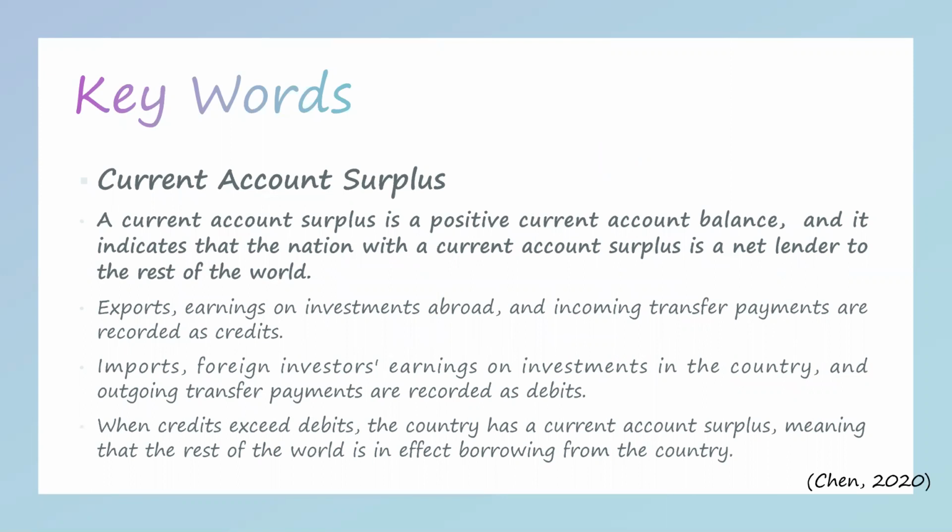Then for the current account surplus, a current account surplus is a positive current account balance, and it indicates that a nation with a current account surplus is a net lender to the rest of the world. Exports, earnings on investment abroad, and incoming transfer payments are recorded as credits. Imports, foreign investors' earnings on investment in the country, and outgoing transfer payments are recorded as debits. When the credits exceed debits, the country has a current account surplus, meaning that the rest of the world is in effect borrowing from the country.